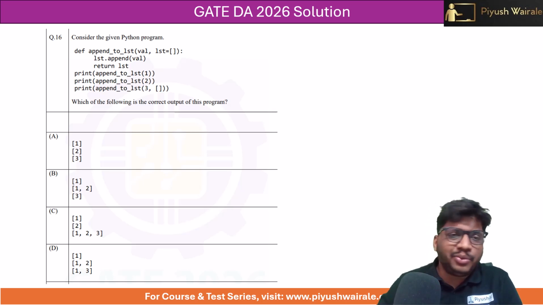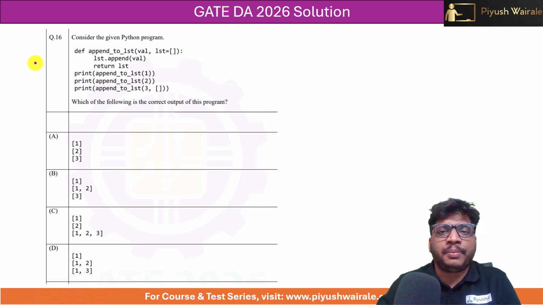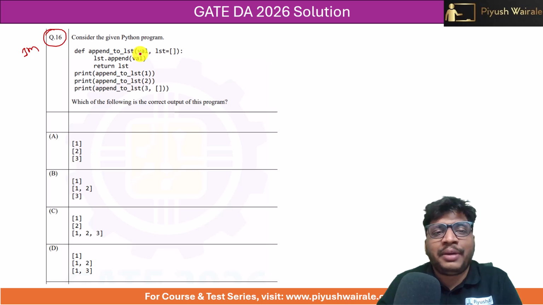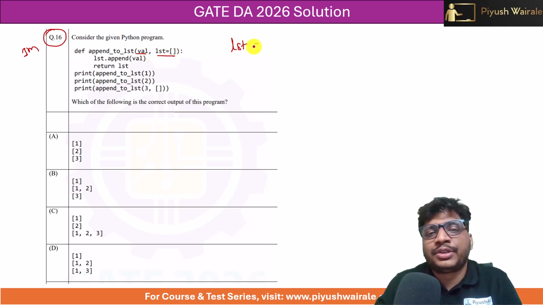So in this video we are going to discuss question number 16 of the GATE D26 paper. Simple question for 1 mark here. You can see we have the Python code. We have one function, append_to_list, which takes two parameters, val comma list. And you can see list equals what? We have an empty list here, so this parameter has a default value of an empty list.